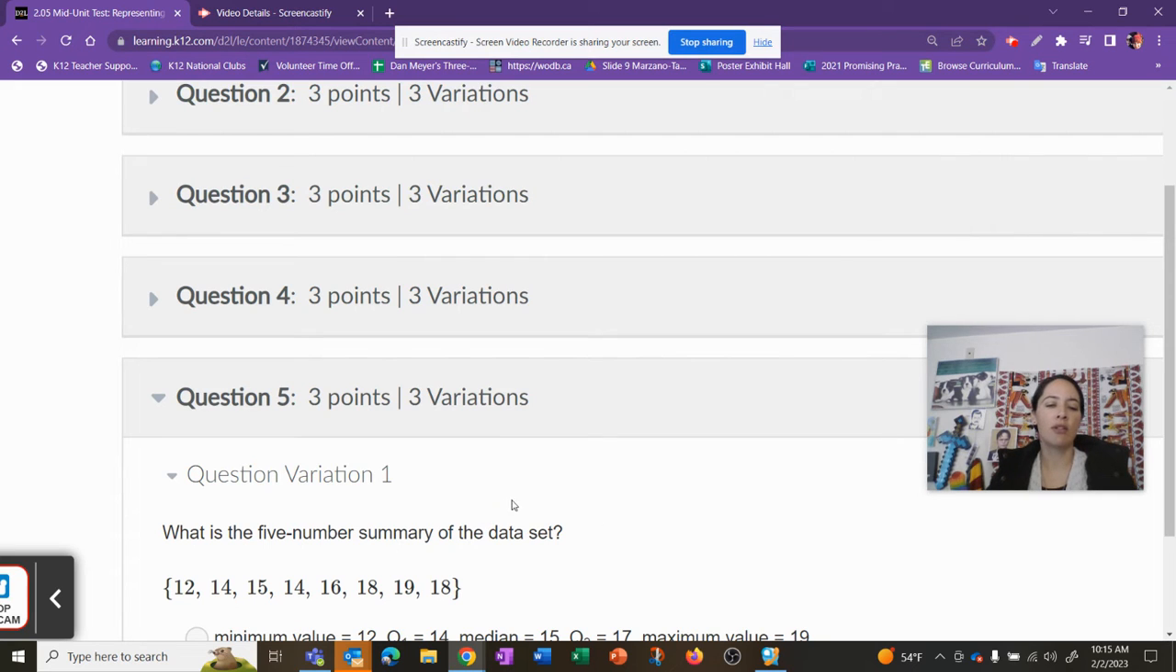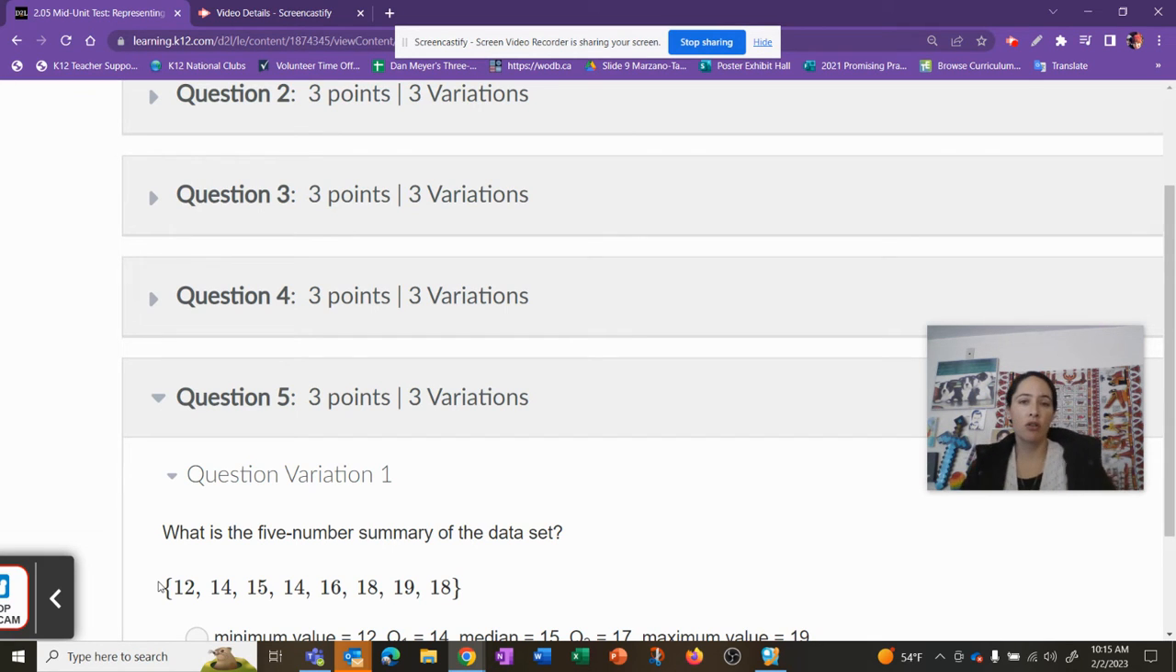What is the 5-number summary of the data set? There you go, we talked about that. So you're going to find, is it in order? Oh, it's not quite in order. Don't let them trick you. You have to put it in numerical order. So looks like 12 is the min. That's one of the 5 numbers. What's the max? 19 is the max. So we got 2 numbers: min equals 12, max equals 19.